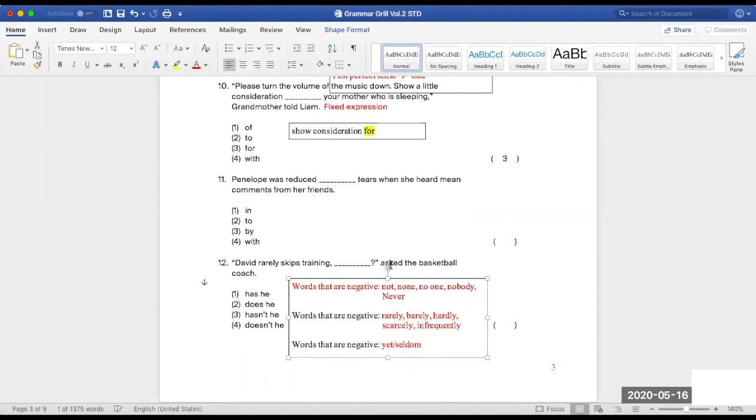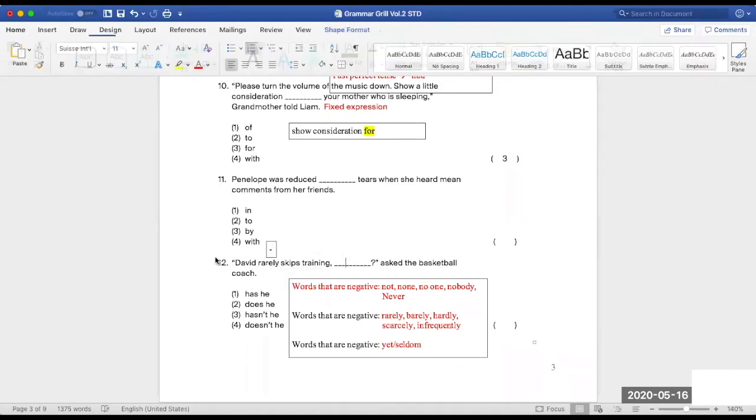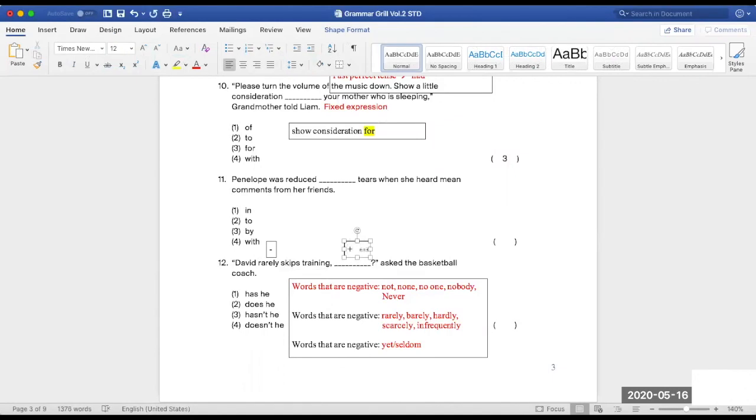Okay, so if we look at this word here, rarely we know is negative. So we are going to put a negative sign there. And of course, if our front is negative, our back has to be positive. We all know this. And that's why we have to choose a positive answer, does, number 2. So please make sure that you guys take this down. It's very important that you always constantly recap your memory of what words are negative, what words are positive.